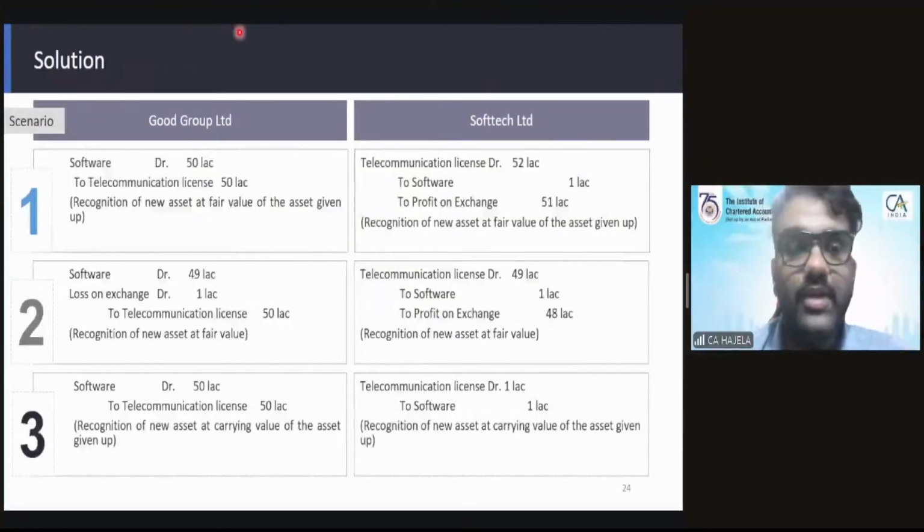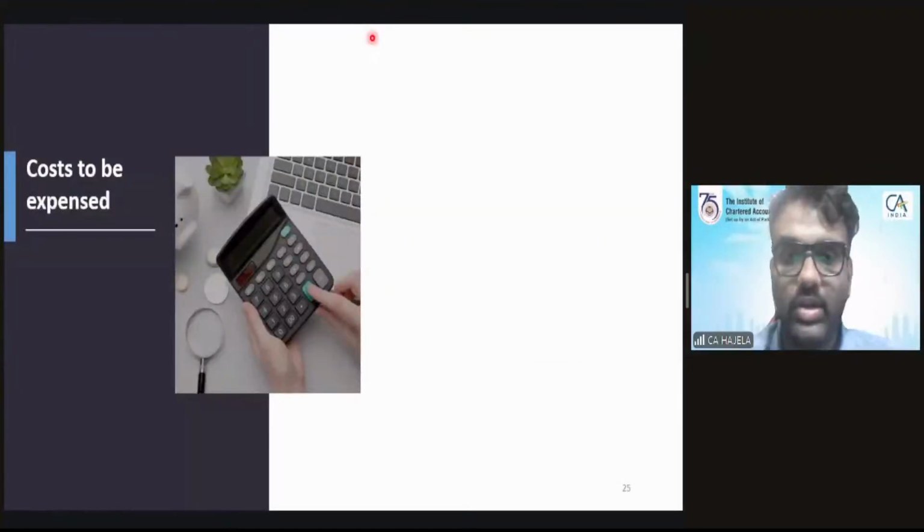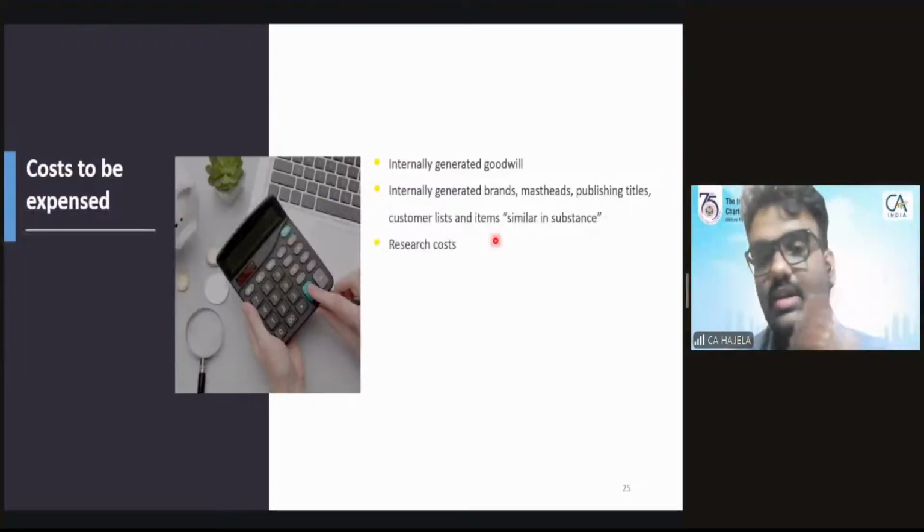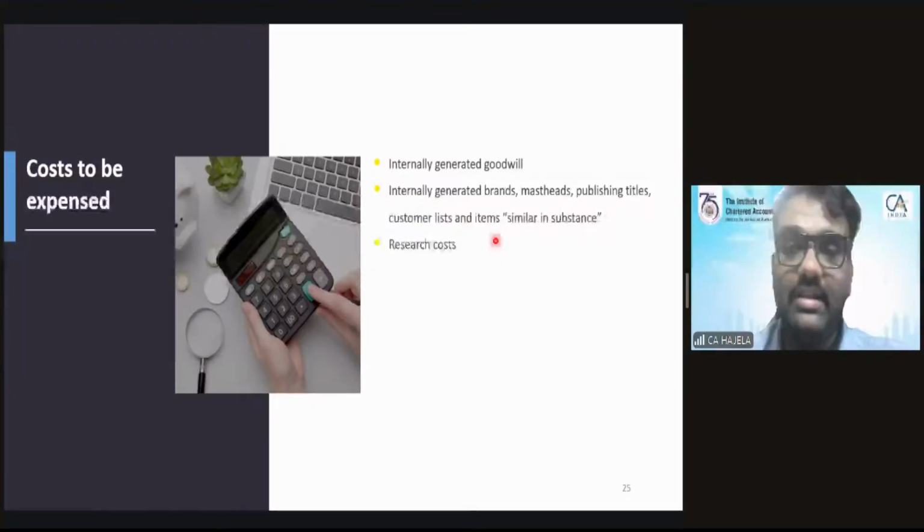Now costs to be expensed. We will be figuring out, कि हमने अभी तक पढ़ा what all needs to be capitalized. Now let's see what are the costs which need to be expensed. Any internally generated goodwill, as I told you, any internally generated brands, publishing titles, mastheads, customer lists, items which are internally generated can't be capitalized, because there is no reasonably reliable cost that can be attributed.